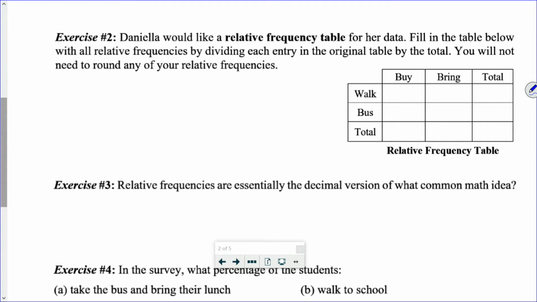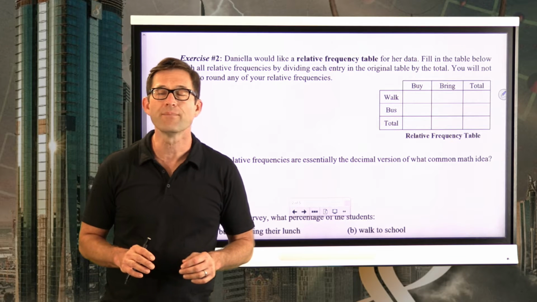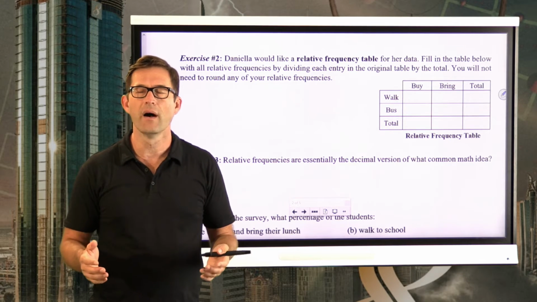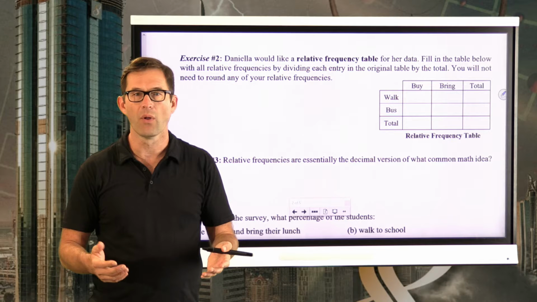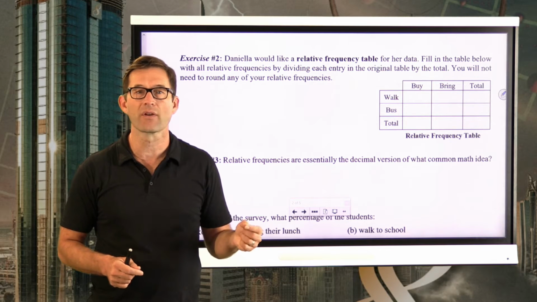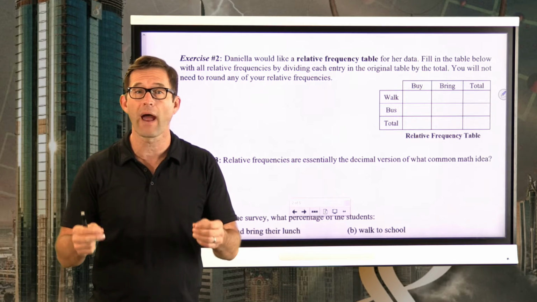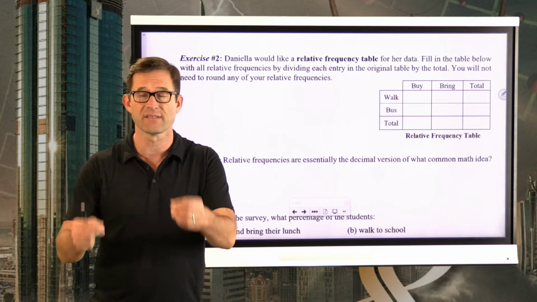Daniela would like a relative frequency table for her data. Fill in the table below with all relative frequencies by dividing each entry in the original table by the total. You will not need to round any of your relative frequencies. All right, so a relative frequency is sort of showing us how many people in the survey fall into a particular category relative to the total number of people. And we do that with fractions, division, decimals.